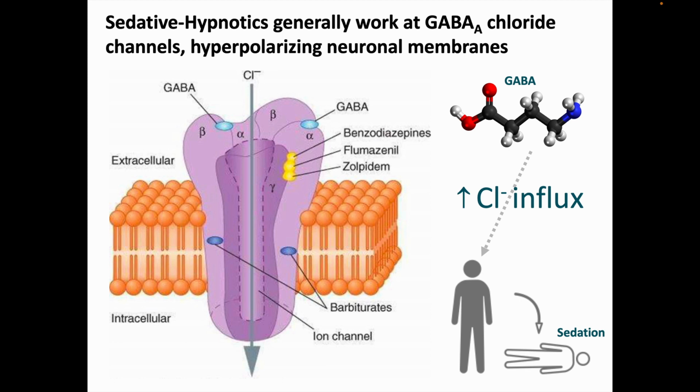Sedative hypnotics generally work at the GABA-A chloride channel, where they bind to augment the action of GABA that opens these channels, letting negatively charged chloride ions into neurons, which hyperpolarizes them and makes them less likely to generate or propagate action potentials. In this graphic of the GABA-A channel, we see that there are multiple sites where benzodiazepines, barbiturates, and the Z drugs can bind. And these three are the subclasses of sedative hypnotics we're mostly going to focus on.